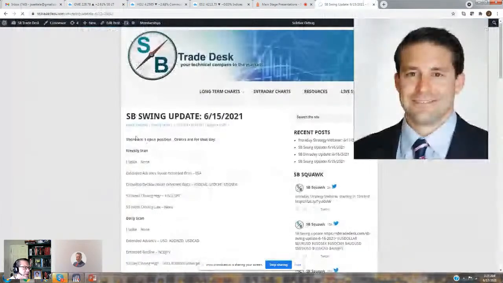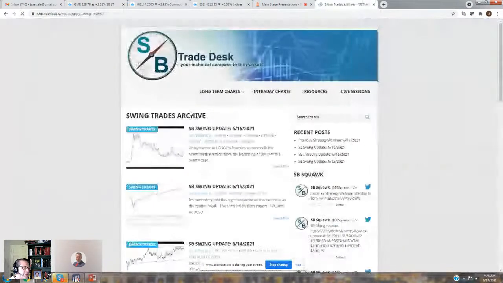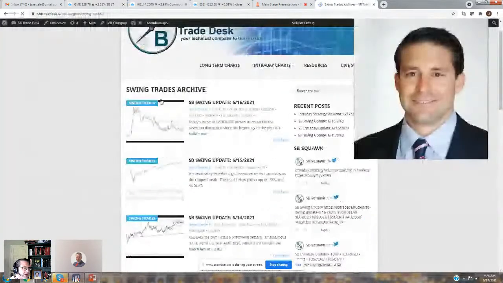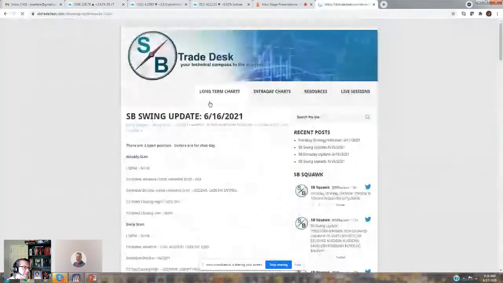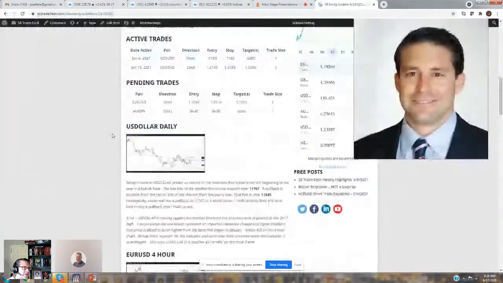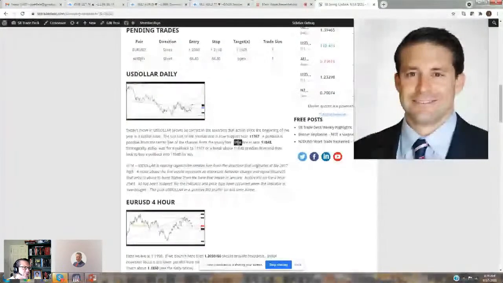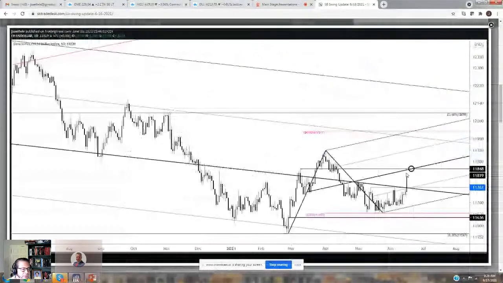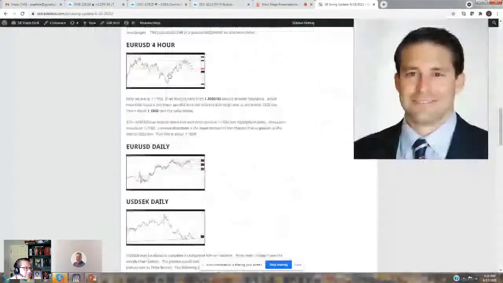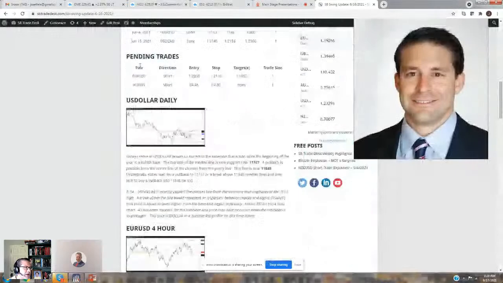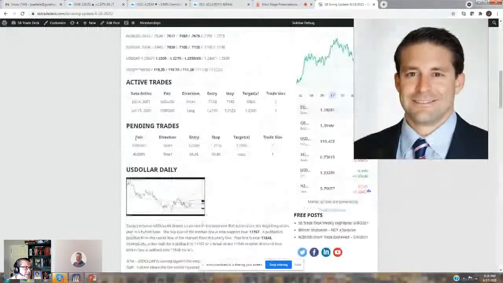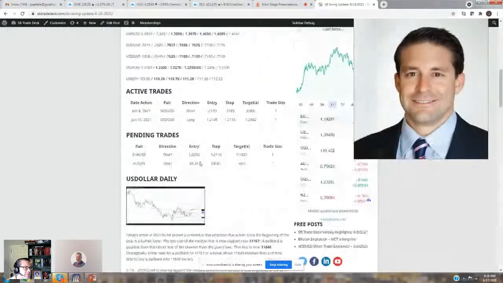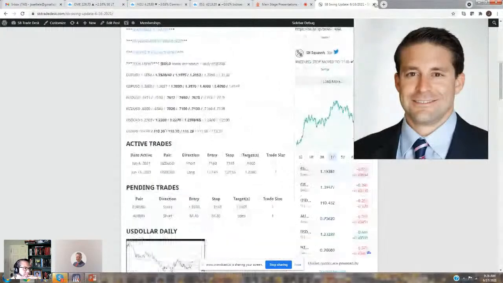Yeah, if we look here, this would be like last night's setup, right? We've got some of the things we looked at today. It says where we could get a pullback as possible from the center line, and that's exactly where we went, where we are. We have the trades here, active trades and pending trades. You can see the Aussie yen short trade that we looked at was triggered. So this is kind of the format, what it looks like.